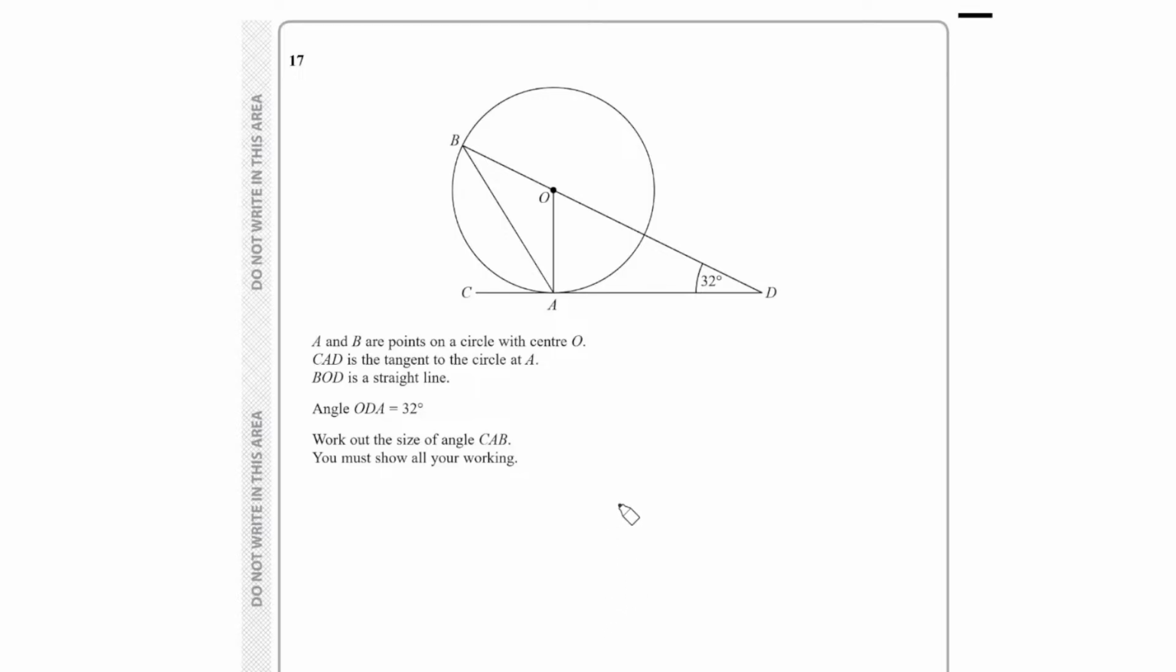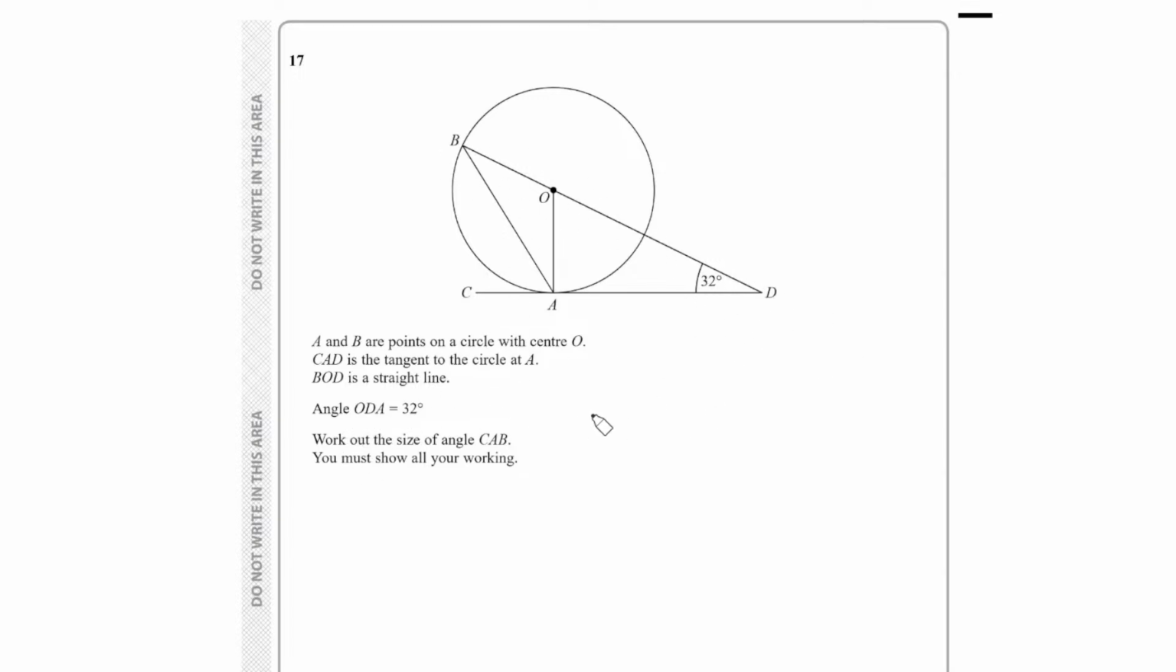Question 17. Obviously now we've got some circle theorems, which you've also not seen, so this has a good chance of coming up now or in the next paper. A and B are points on a circle with centre O. CAD is the tangent to the circle at A, as you can see. BOD is a straight line, so it's kind of like the diameter and then carries on. That's obviously not a tangent, right? BOD is just a straight line.